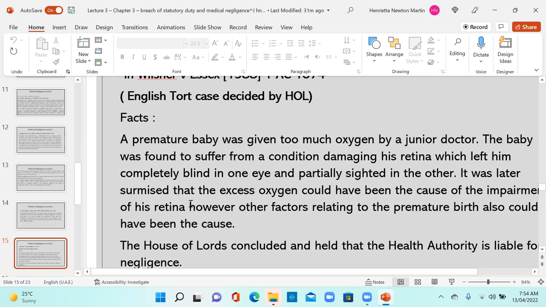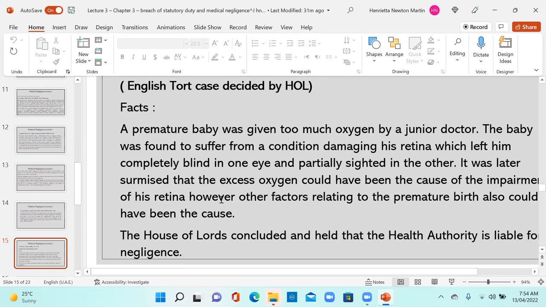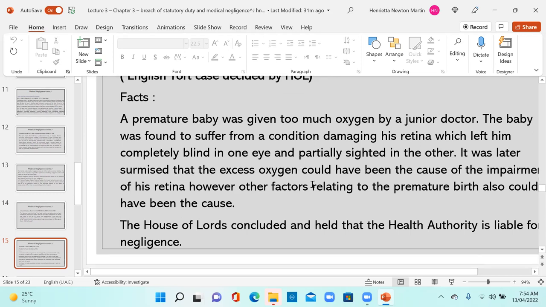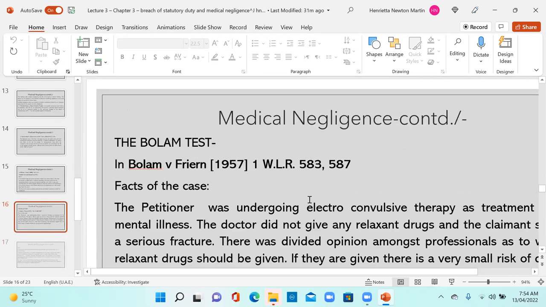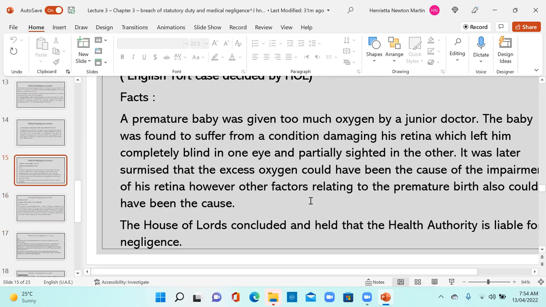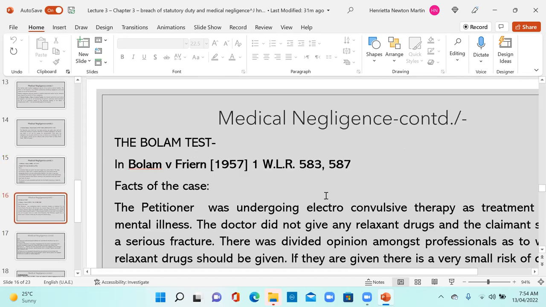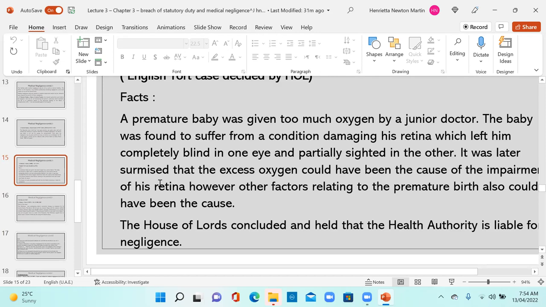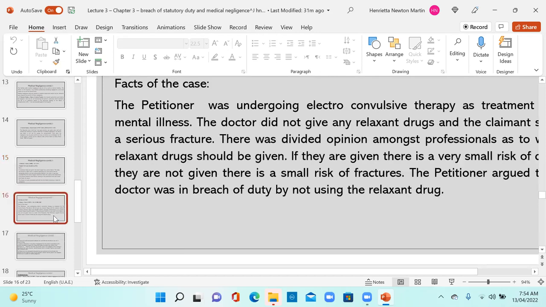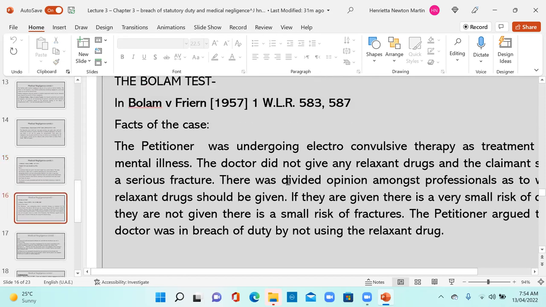The child was disabled to the extent that one eye's retina was fully damaged and the other eye was partially damaged. So it was later surmised, that is concluded, that excess oxygen could have been the cause of the impairment of the child's retina. However, other factors relating to the premature birth also could have been a cause. So the House of Lords concluded and held that the health authority is liable for the negligence because of excessive oxygen that was given in the facts and circumstances of that case.